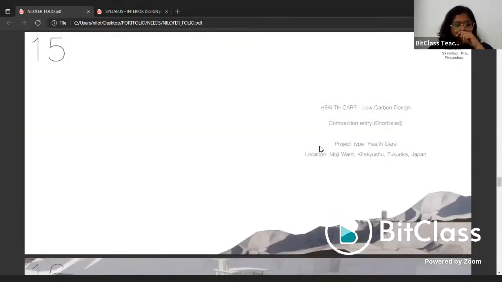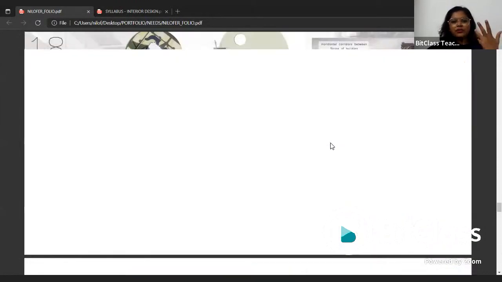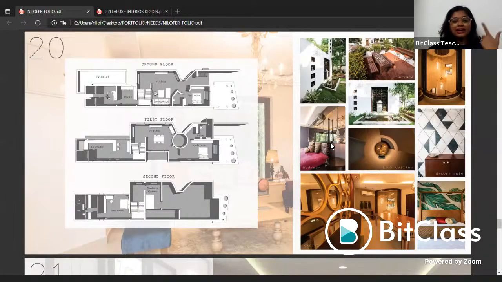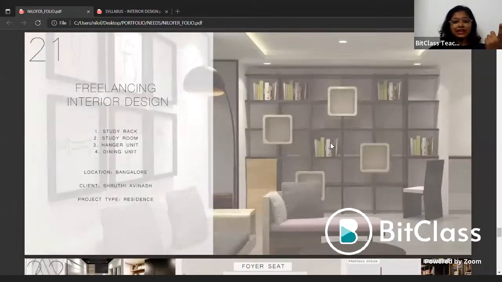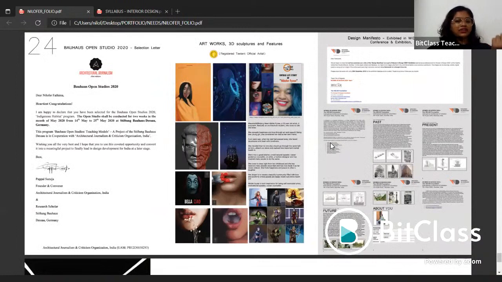Next, I added another one, healthcare design, which was a competition entry. I didn't win this one because it was a huge competition hosted by the Asian Institute of Low Carbon Design, which is based in Japan. I designed a healthcare unit for that, and all my insights on the project I added there. Also an interior design competition entry for Art Days in partnership with Cartwheel Design Studios. Then I added my freelancing works, and obviously after that, my achievements and interests.